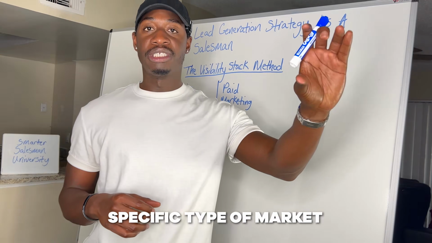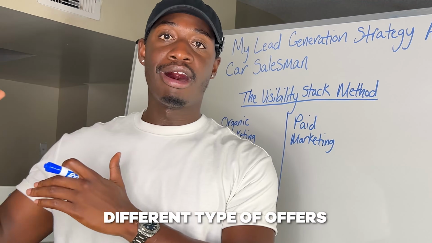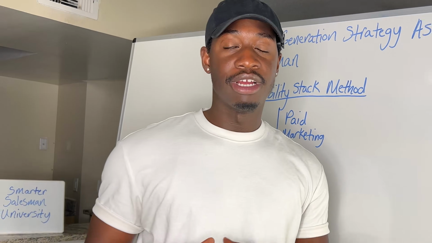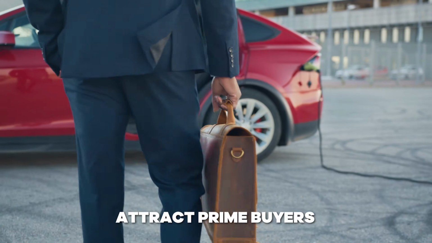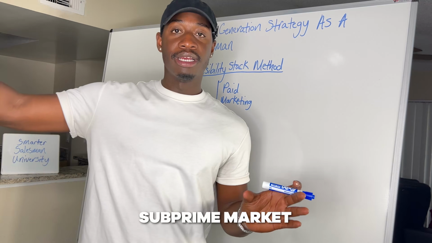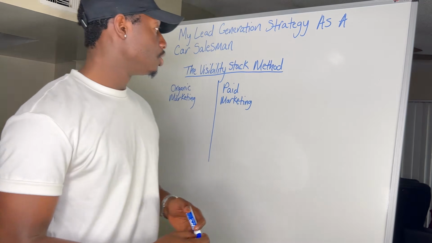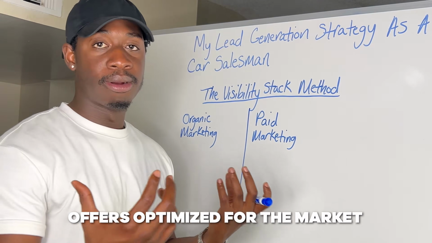So if you're in a specific type of market, then there are different types of offers that work for that market, if that all makes sense, right? You can't run an offer for a prime market that would attract prime buyers in the subprime market, and vice versa. It doesn't work, right? So you need to have offers optimized for the market that you're in.